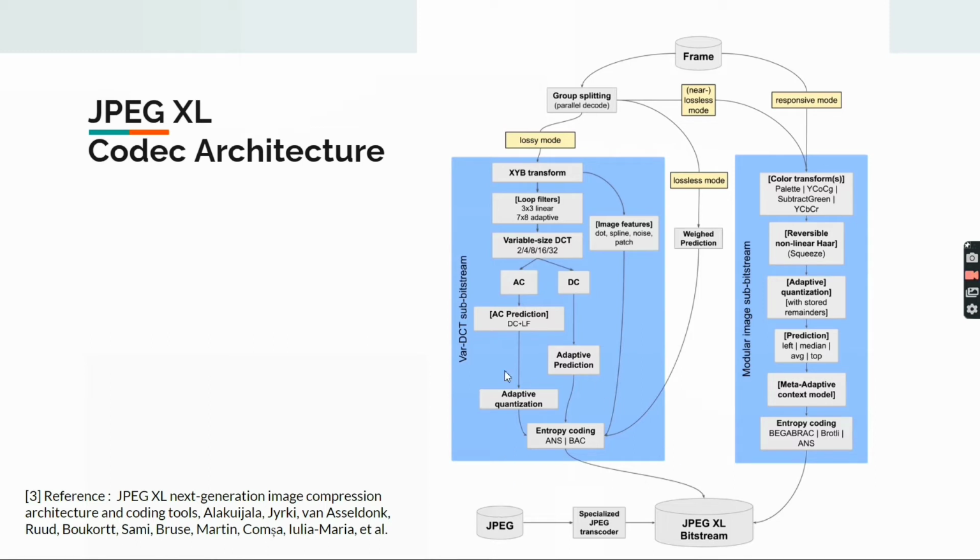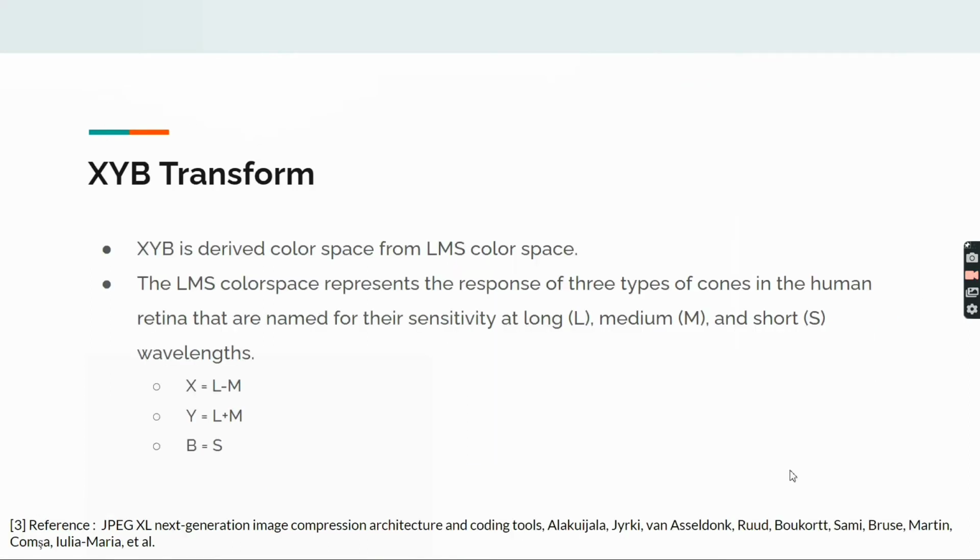So due to this, it can be the next generation image compression standard, because we already have JPEG in use and we can use this as well. So we will be looking at each of these blocks in detail in the further slides. Let's continue. So the XYB transform is derived from the LMS color space.